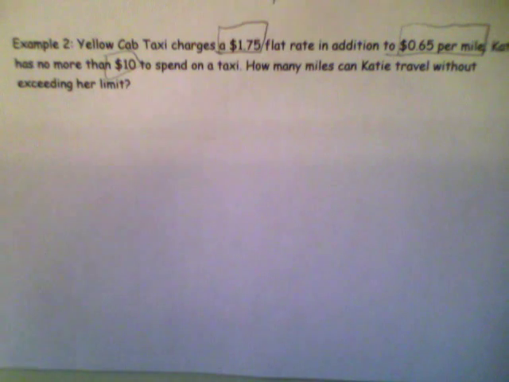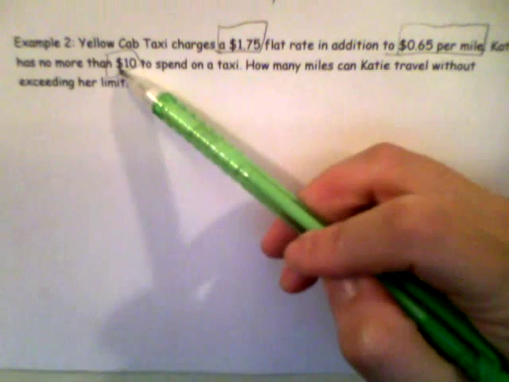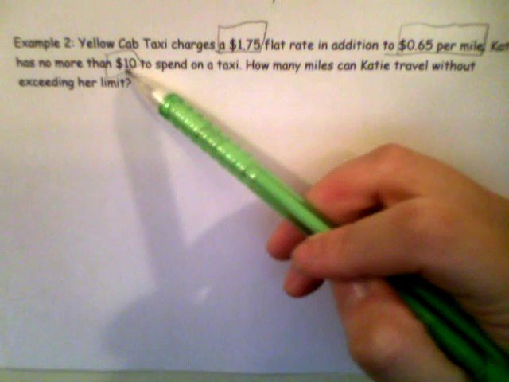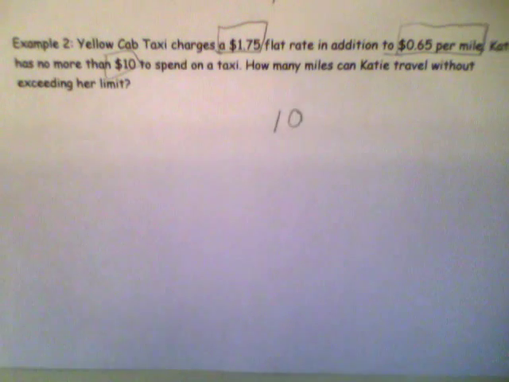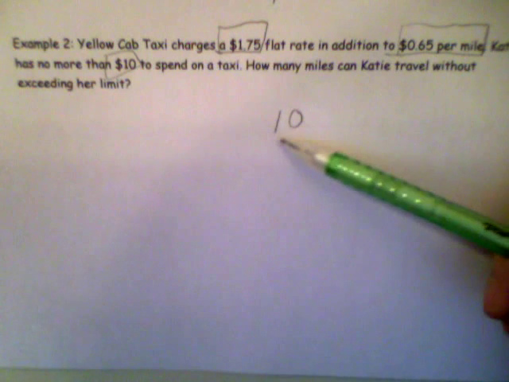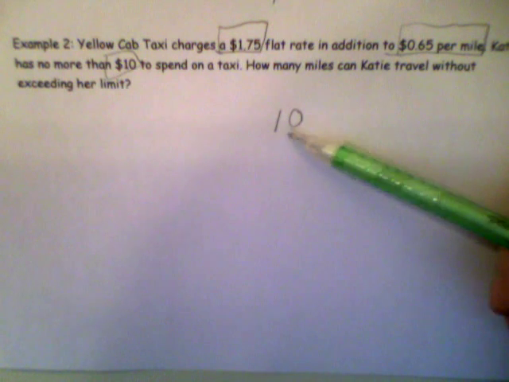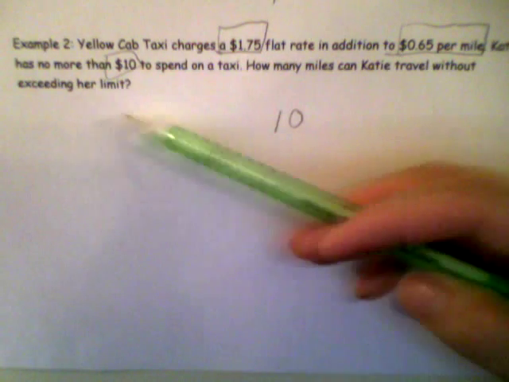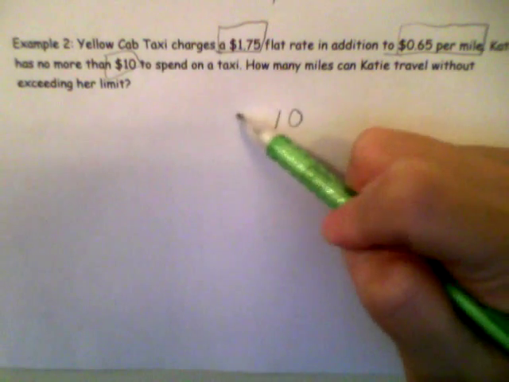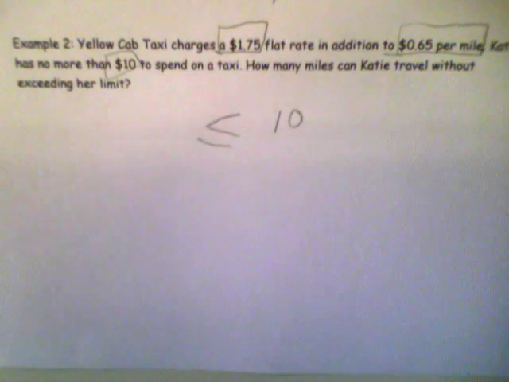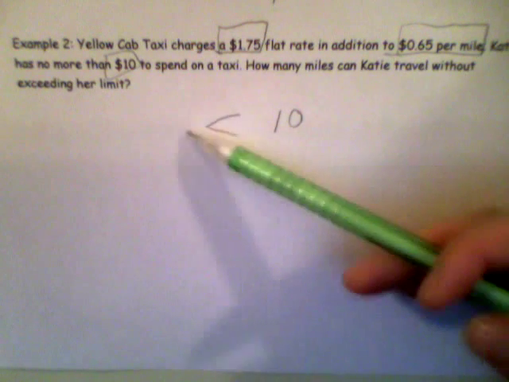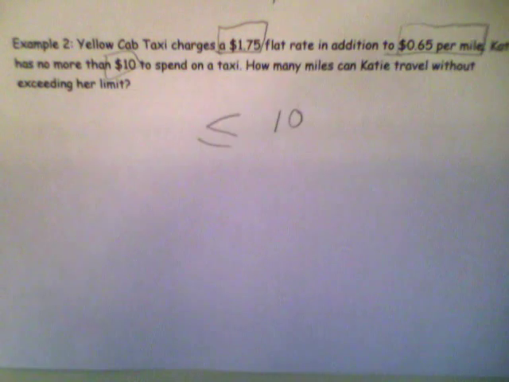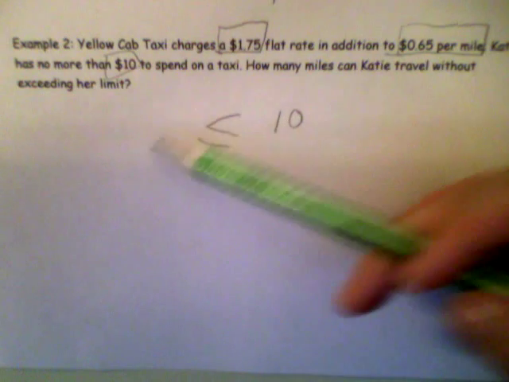So let's go ahead and write this out. So my amount is $10. That's all I have to spend. So that's going to be one side of my inequality. Okay? Now $10 has to be either greater than or equal to whatever money I spent on my taxi. So my inequality symbol is going to look like this. Because again, $10 has to be greater than or equal to whatever's on this side. Now I just got to figure out the left side of my inequality.